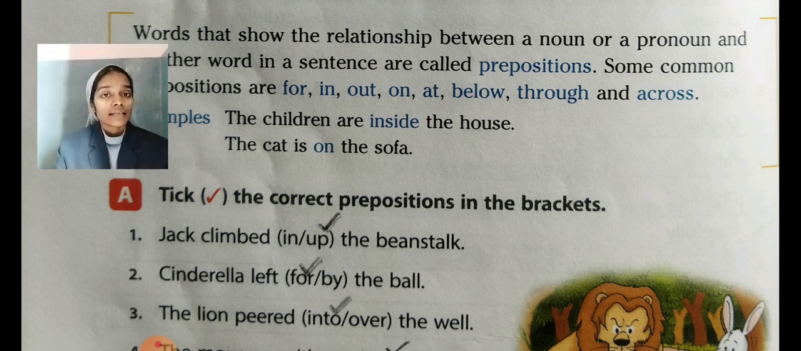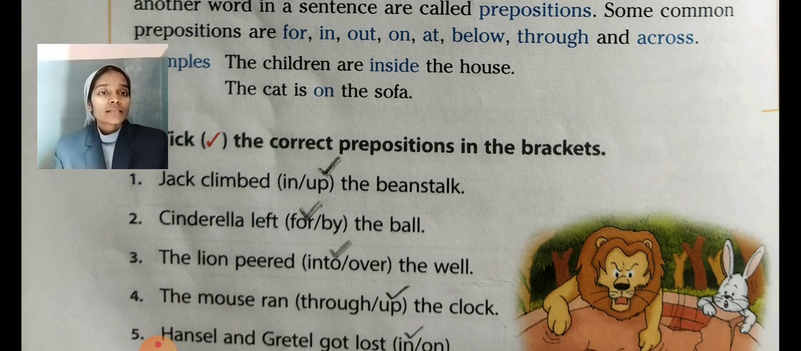Then second one, Cinderella left dash the ball. Cinderella left for the ball, which is the correct preposition, for. Then the lion peed dash the well. Please look at that picture. You can see that. What did he do? The lion peed into the well.